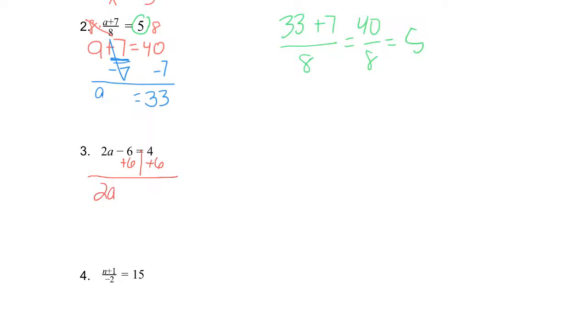2a comes right down. -6 plus 6 cancels out. Equals stays. 6 plus 4 is 10. We need to get a all alone. 2 is keeping it from happening, so we divide each side by 2. Those cancel out. A is on the left. 10 divided by 2 is 5, and we've done it.